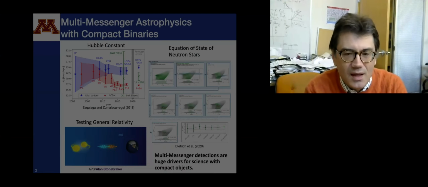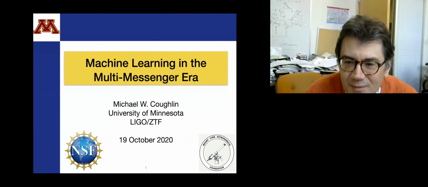So with that, I'd like to introduce Michael Coughlin. He's faculty at the University of Minnesota, and he's going to be giving us an overview of machine learning in the multi-messenger era. Take it away, Michael.